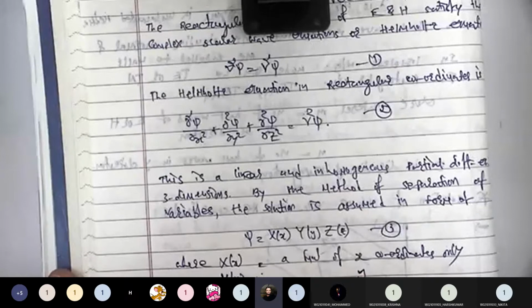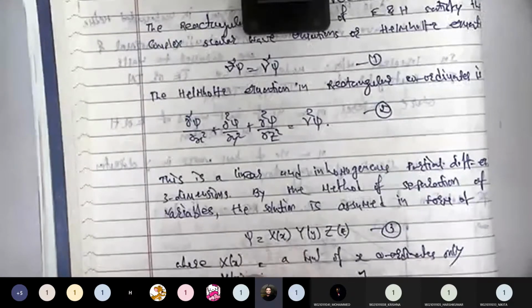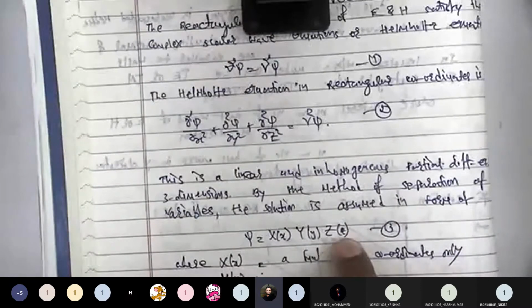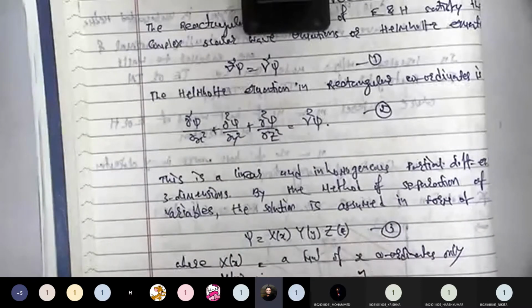So it means what? That ultimately you now have three functions. If you know the solutions of the three functions, you get the ultimate solution of sigma. And because we know that these all three are independent of each other, now it is very easy to calculate this X of x, Y of y and Z of z using a separation of variable technique. So let us see that part.